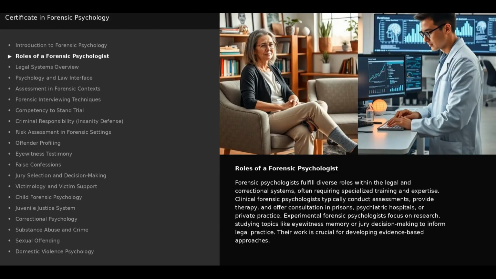Roles of a forensic psychologist. Forensic psychologists fulfill diverse roles within the legal and correctional systems, often requiring specialized training and expertise. Clinical forensic psychologists typically conduct assessments, provide therapy, and offer consultation in prisons, psychiatric hospitals, or private practice. Experimental forensic psychologists focus on research, studying topics like eyewitness memory or jury decision-making to inform legal practice. Their work is crucial for developing evidence-based approaches.